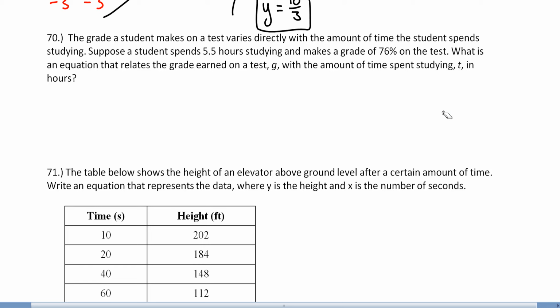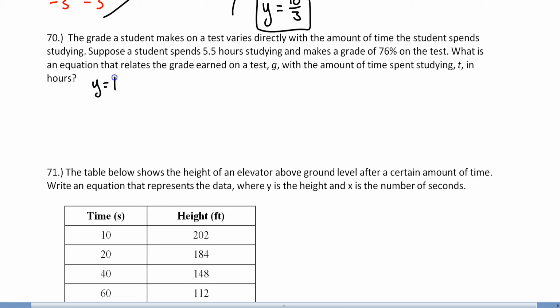This one says the grade a student makes on a test varies directly with the amount of time the student spends studying. Suppose a student spends 5.5 hours studying and makes a grade of 76% on the test. What is an equation that relates the grade earned on a test, G, with the amount of time spent studying, T? And so we're going to do the same thing.